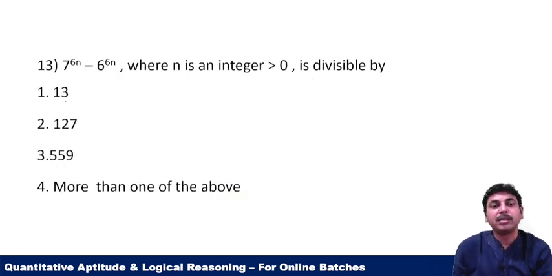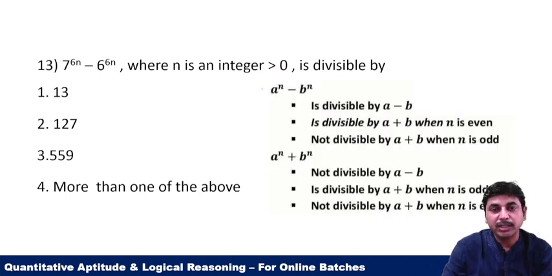Now next question: 7 raised to 6n minus 6 raised to 6n, where n is an integer greater than 0, is divisible by. Now again coming back to this particular rule, a raised to n minus b raised to n is always divisible by a minus b, and it is always divisible by a plus b when n is even.